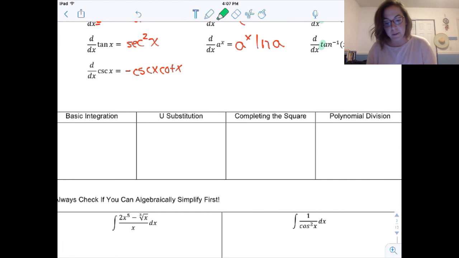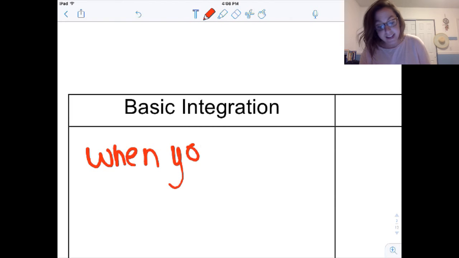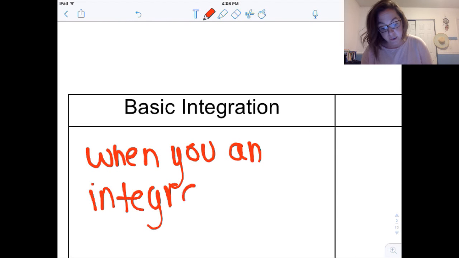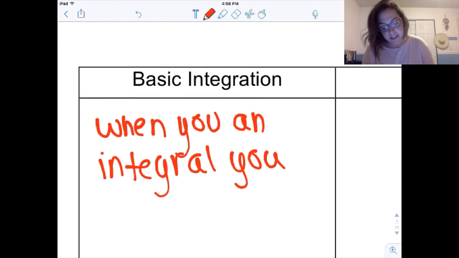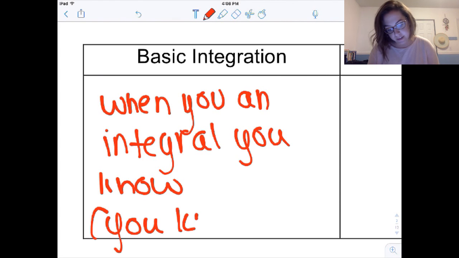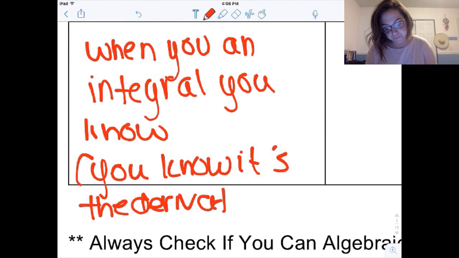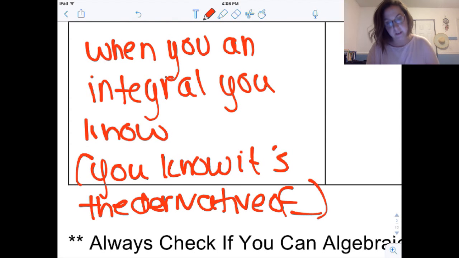So, basic integration. Basic integration is when you see an integral that you know, okay? So basically, when you see a function whose derivative you know. So you know it's the derivative of another function. Now, this isn't always super clear to us. Sometimes we need to do a little work, but we know this is the derivative of something.